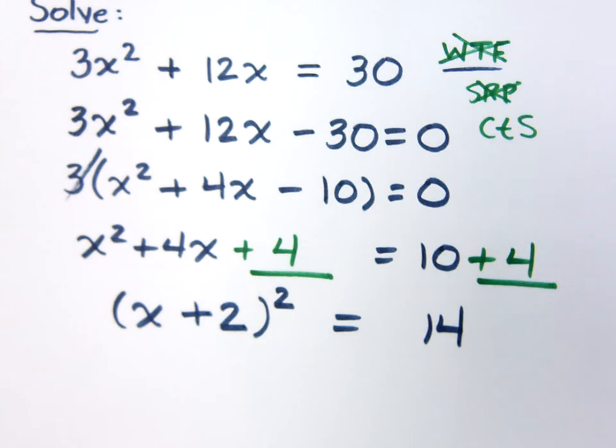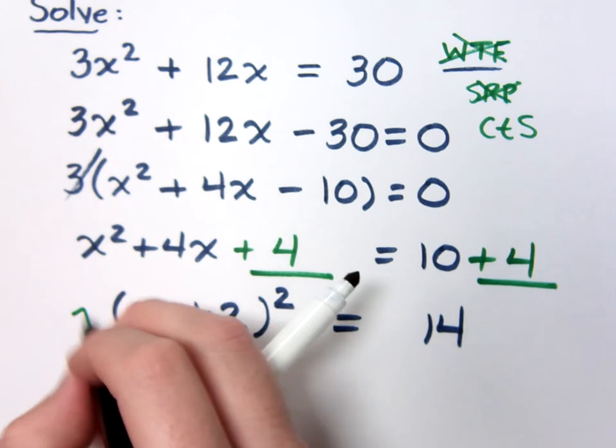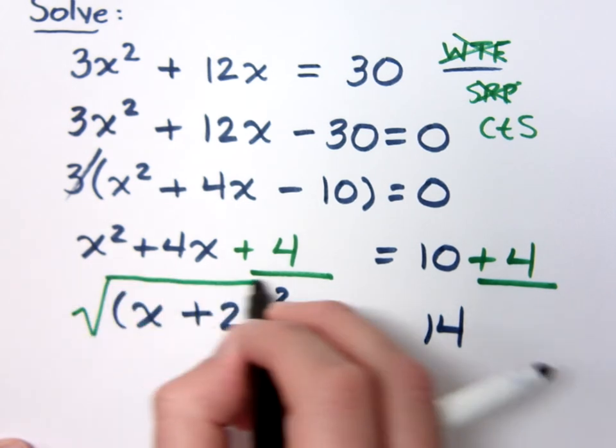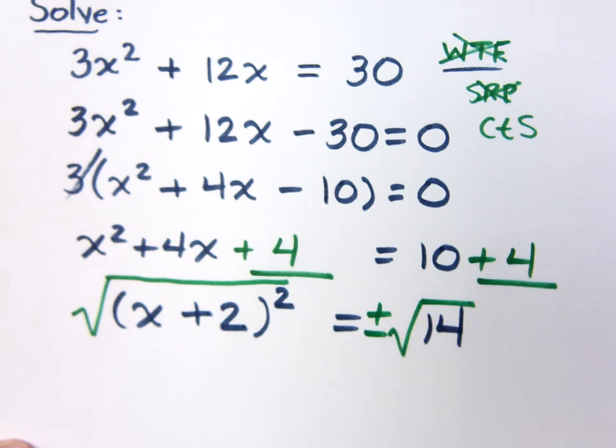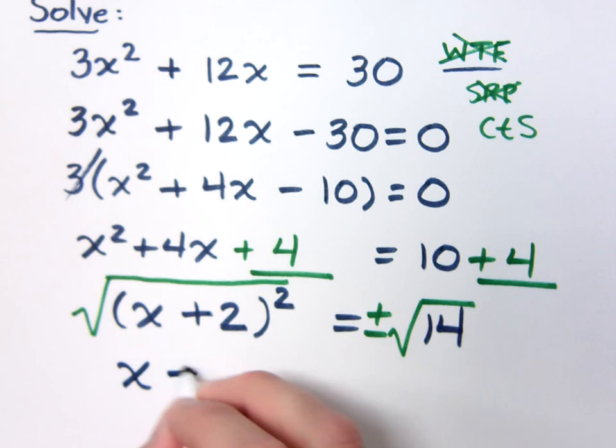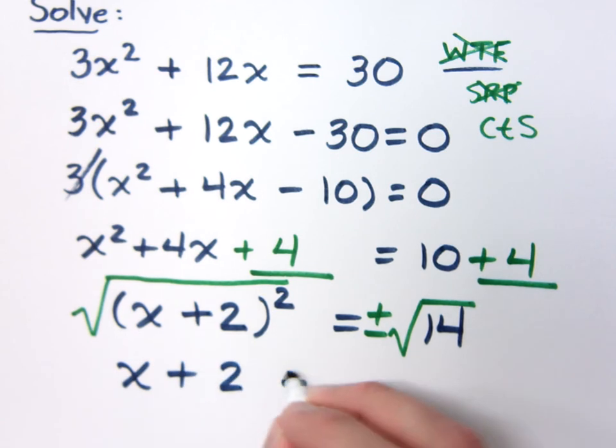Why was I trying to create a square? Because you're awesome. So I know I'm awesome. Thank you. I want to use the square root property. I create a square so I can use the square root property. And when I finish this, I get that x plus 2 equals what? Plus or minus the square root of 14.